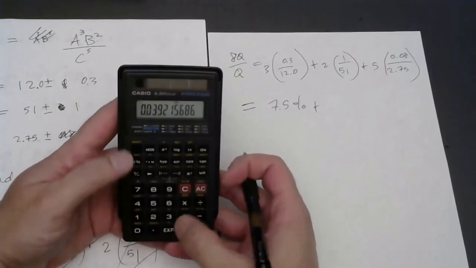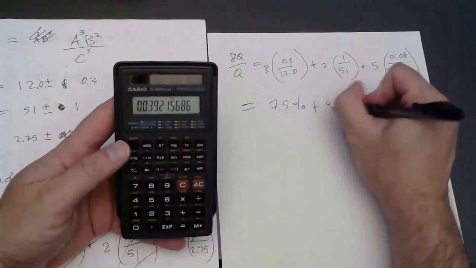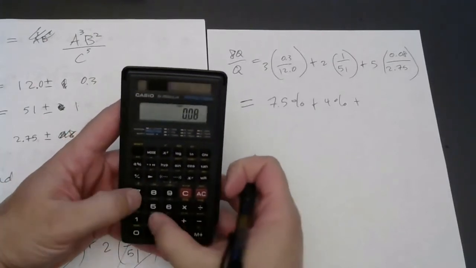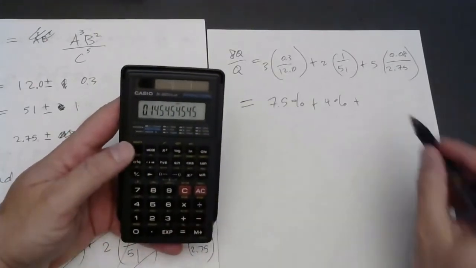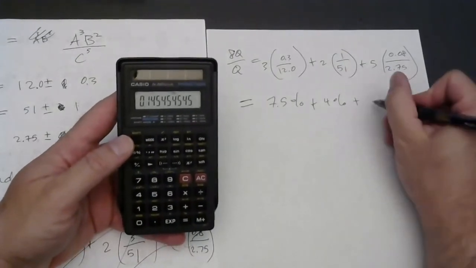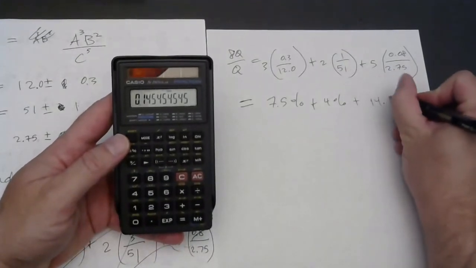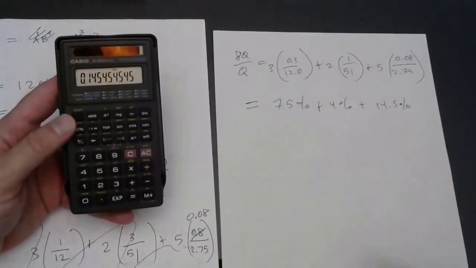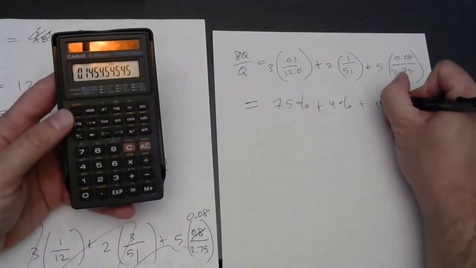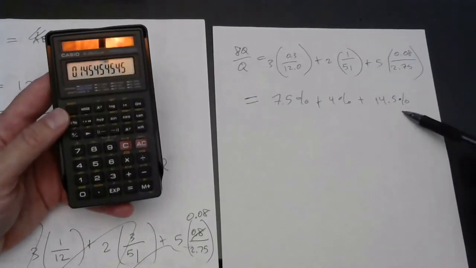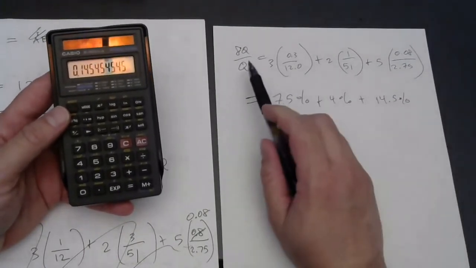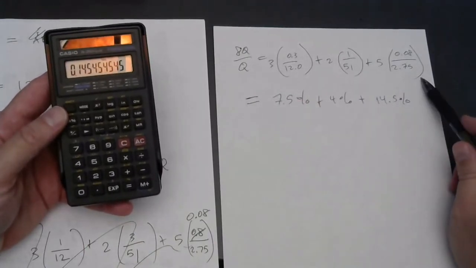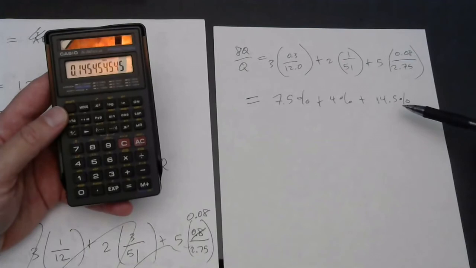2 divided by 51, if I round, that's about 4% uncertainty. And this last one, yeah, that factor of 5 brings us up to a 14.5% uncertainty. So none of these contributions is wildly greater than the others, but there's a clear culprit here. If you were going to improve your determination of Q, the first measurement you would want to improve would be the measurement of C. So can we do these in our heads?